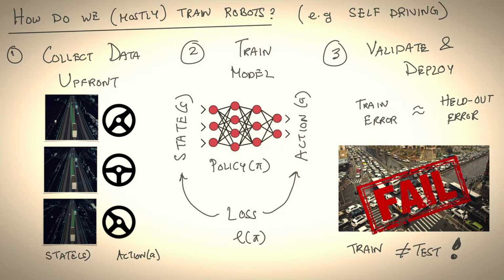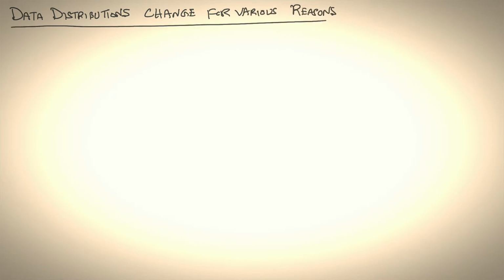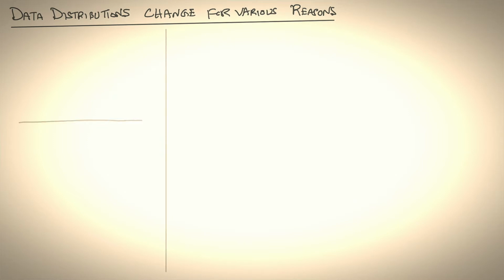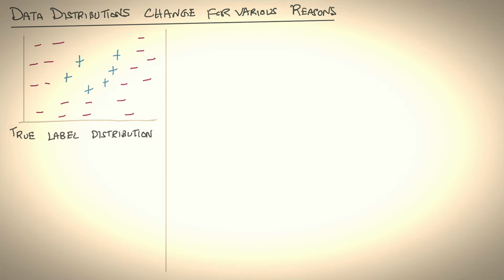So let's dig into why this happens. Now, there can be various reasons why a train and test mismatch happens when you're dealing with real world robots. And all of these various reasons have one thing in common, which is that the robot never gets to see all the data all the time. So imagine this hypothetical scenario of binary classification where the picture shows all of the true label distribution.